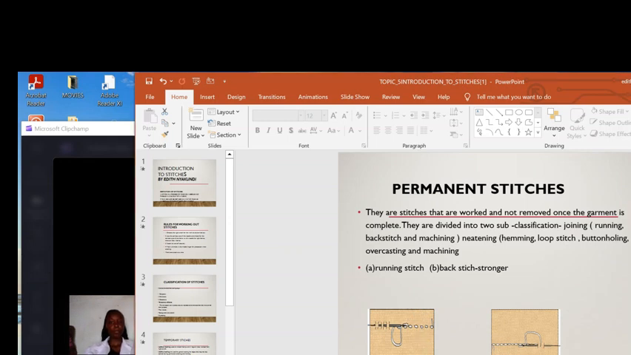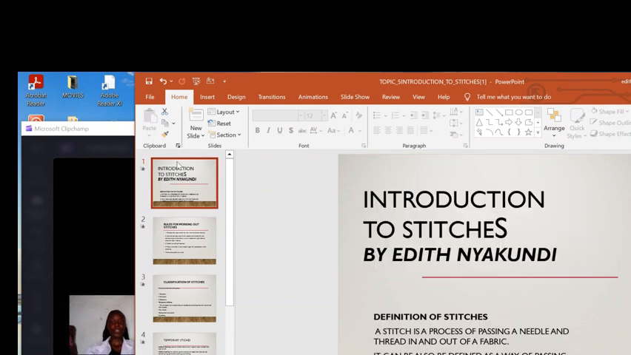Today's session is all about introduction to stitches. First of all, we have to understand the meaning of a stitch. A stitch is a process of passing a needle and thread in and out of a fabric. It can also be defined as a way of passing a needle and thread through a fabric.